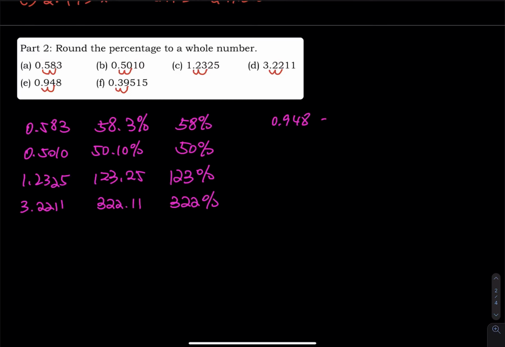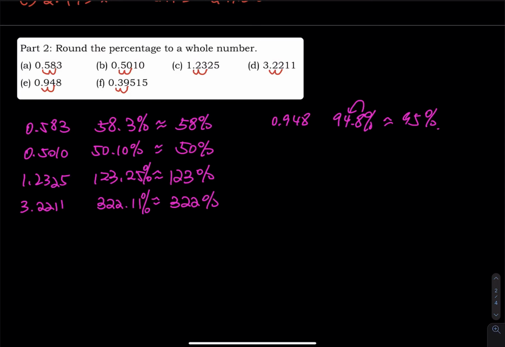And then 0.948, so that is 94.8%. I don't want to use an equal sign, equal is not right. This time you can add 1 to the 4, so that is approximately 95%. Of this, you can use an approximately equal sign. I forgot the percent symbol, right?